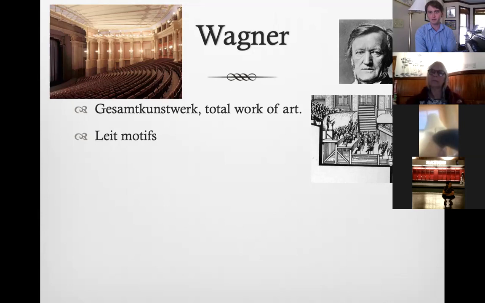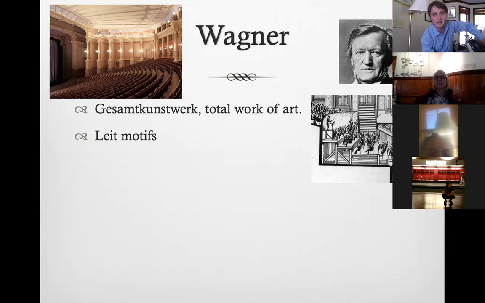A good example of a leitmotif is... I actually have them on there, I'll play you some. But if you think of Star Wars, if you think of any film like that, they have the idea of a leitmotif. Whenever Darth Vader comes on, there's always his theme or something like that.